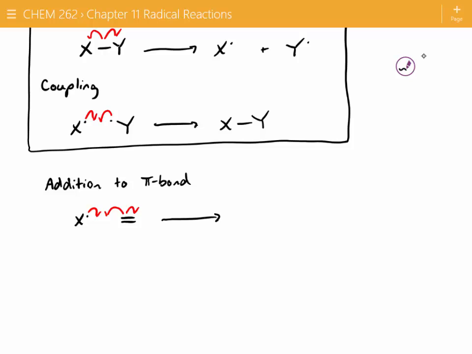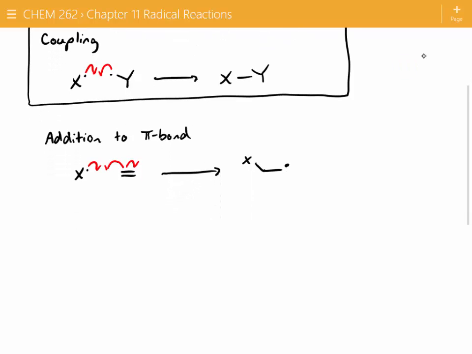And our final product will have the new covalent bond, another sigma bond, and then a radical on the very end. So we haven't created or destroyed radicals. We've just turned one radical into another radical by pushing single electrons. Conversely, we can have the opposite reaction, which is called elimination.